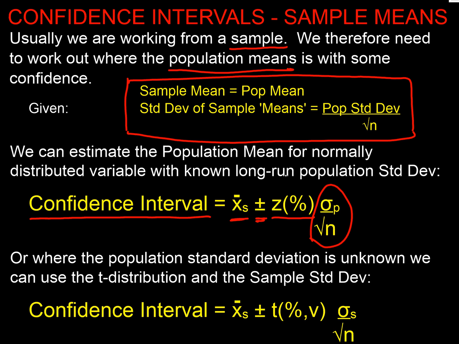If we know what our long run population standard deviation is, for example, we're going to do one on heights of sixth formers. If we've looked at the heights of sixth formers for many years, we know what the standard deviation is going to be and could use that. But if we don't know what that standard deviation is, then we would have to use the sample standard deviation, sigma s, as a proxy for it. And I do mean the sample standard deviation. If we had 5 data items in our sample, 5 heights, then it is a standard deviation of those 5. And that's what the t-distribution is designed to do.